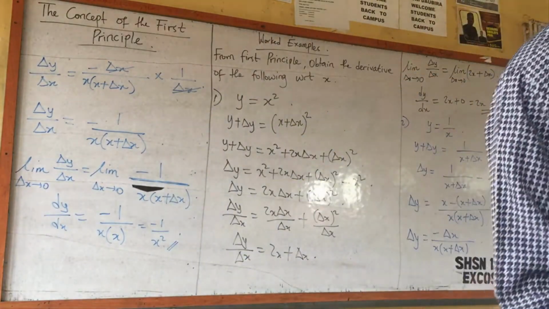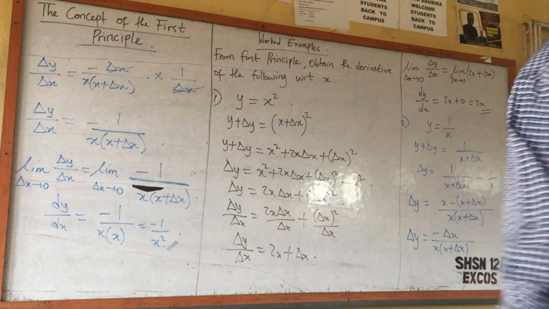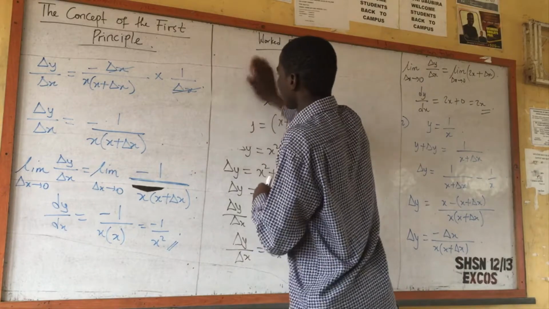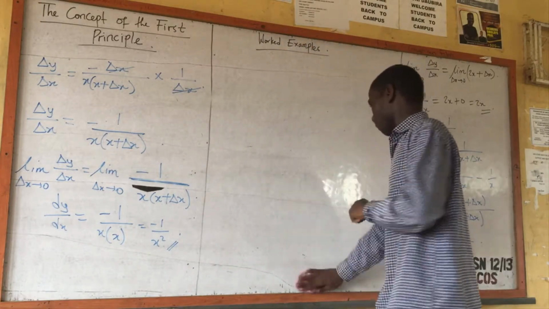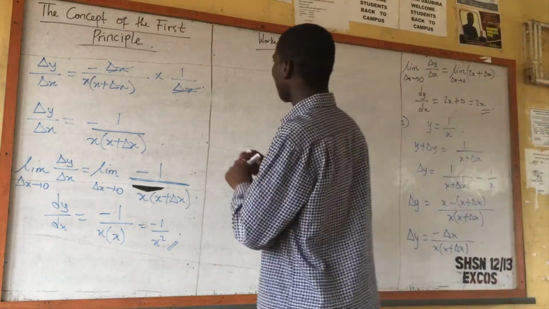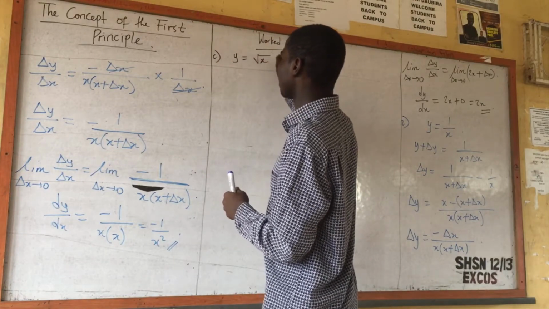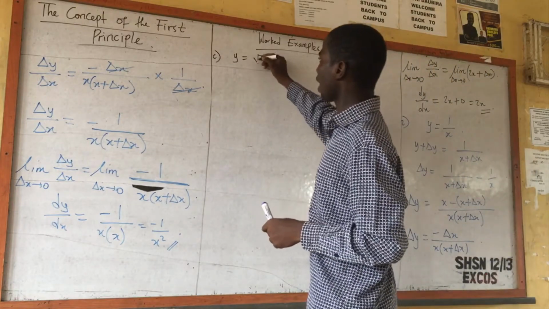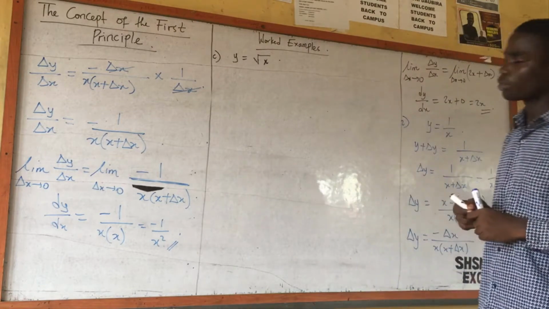If you differentiate that, we want to move to the third example. For the third example, I have y equal to root s. We want to differentiate with respect to s, where y equals the square root of s. So this is what we are going to have.